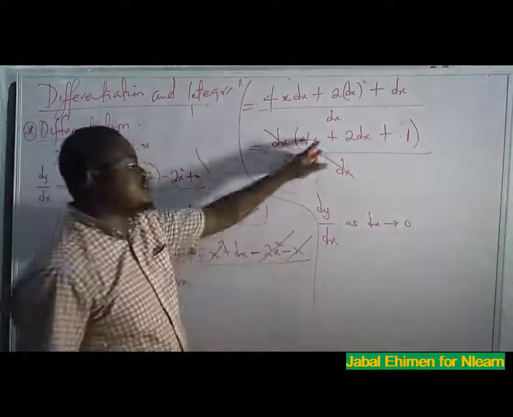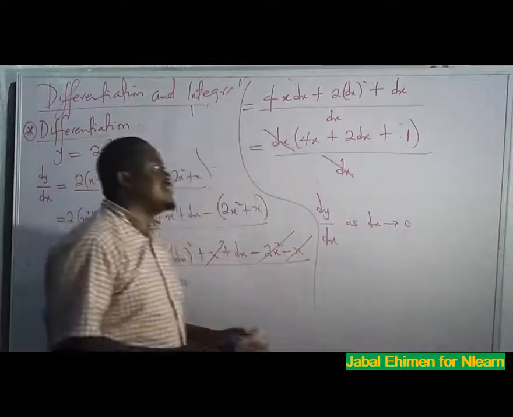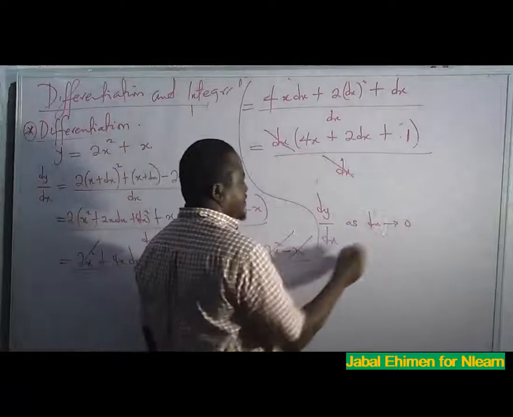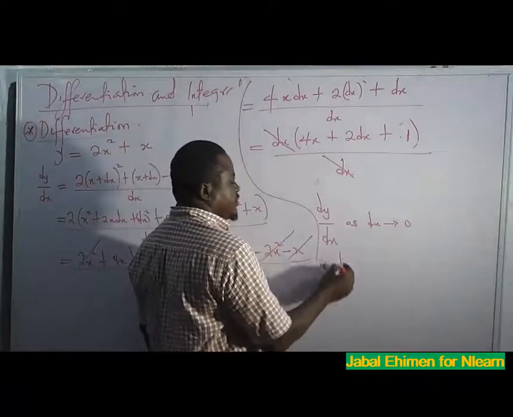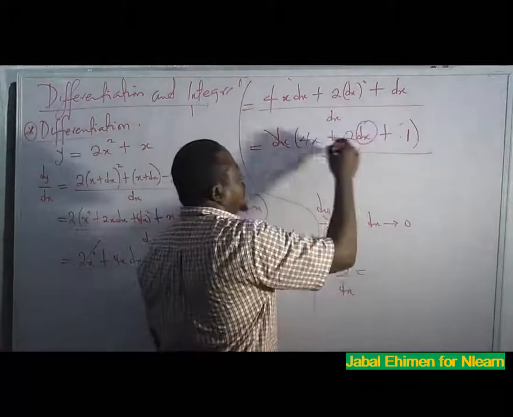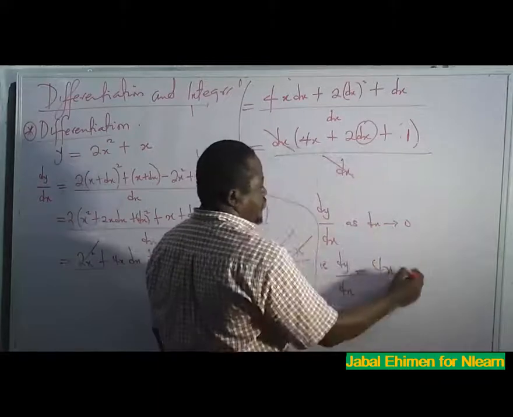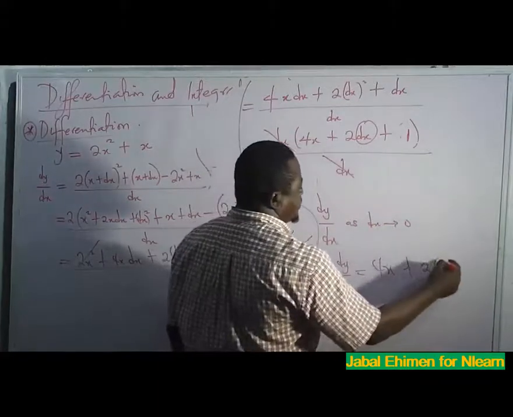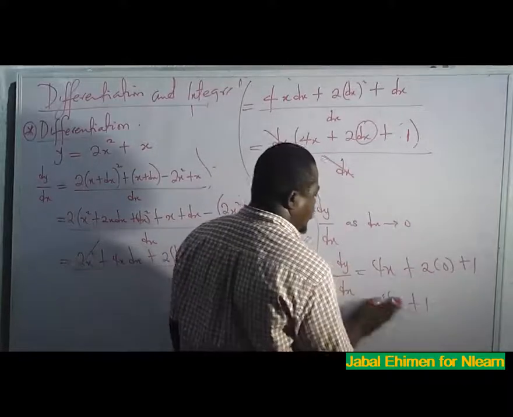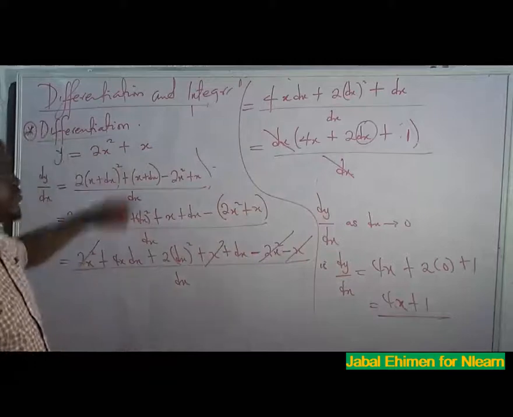as dx tends to 0, what it means is that after dividing by dx, any value of dx that is left has to be equal to 0. So dy over dx as dx tends to 0, if you place 0 here, that's the only value. So you have 4x plus 2 into bracket 0 plus 1. That becomes 4x plus 1.